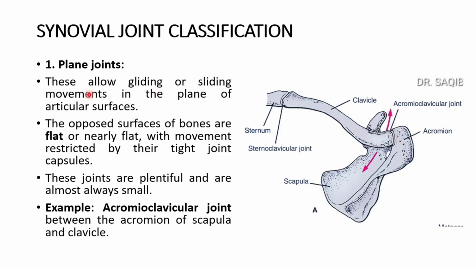These allow gliding or sliding movement in the plane of the articular surfaces. The opposed surfaces of the bone are flat or nearly flat, with movement restricted by their tight joint capsules. These joints are plentiful and are almost always very small. So, right, they have a tight capsule and they limit the movement. Example is, as I told you, the acromioclavicular joint.